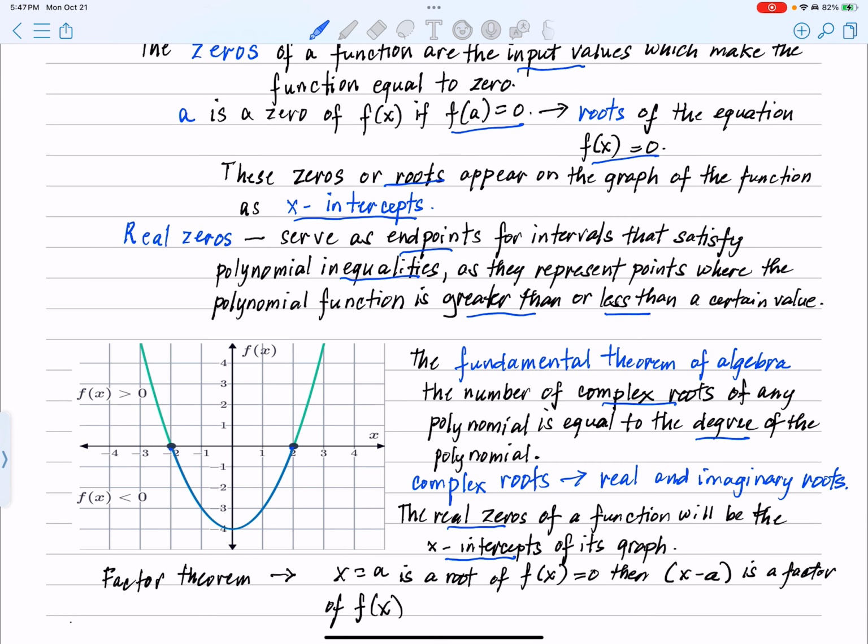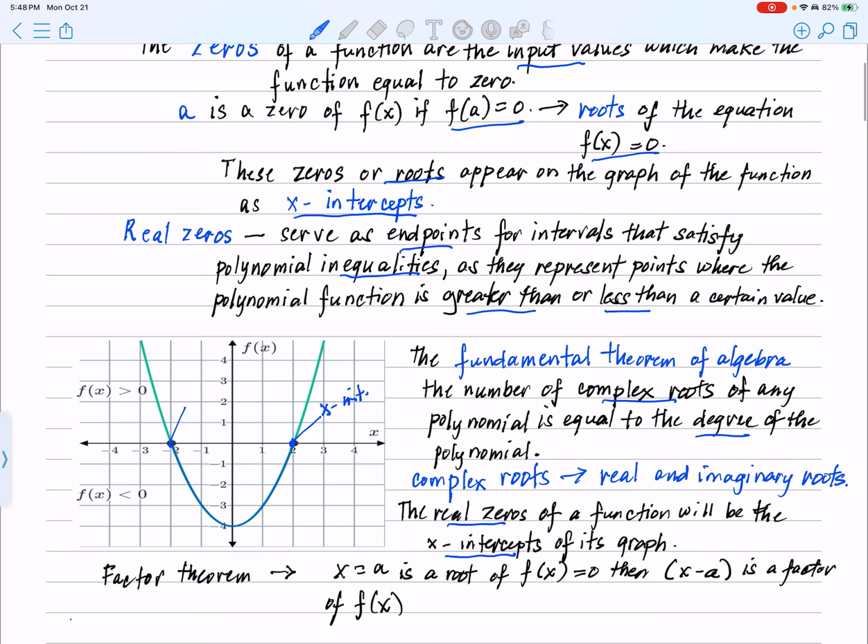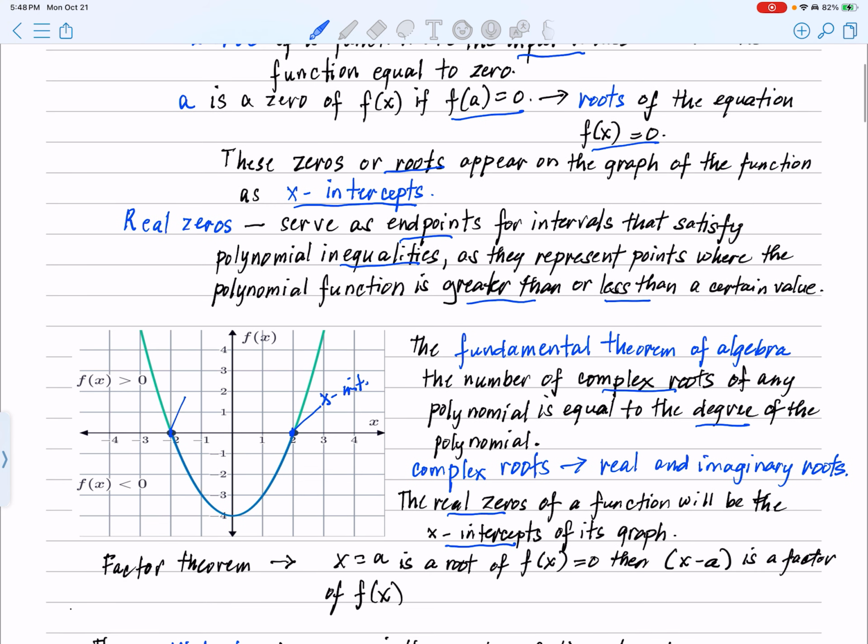Like here in this graph, we could say that it intersects the x-axis at this point at 2 and at -2. These are what we call the x-intercepts or roots, where the roots appear on the function as an x-intercept.